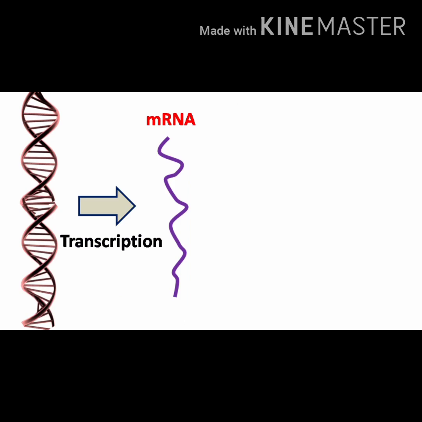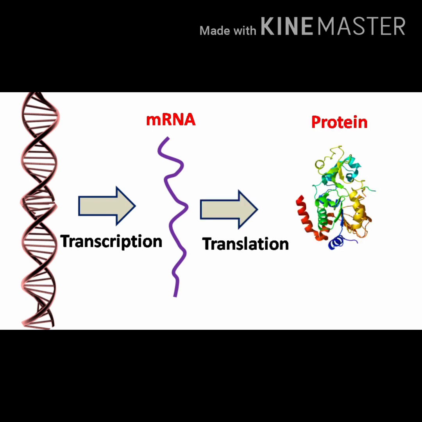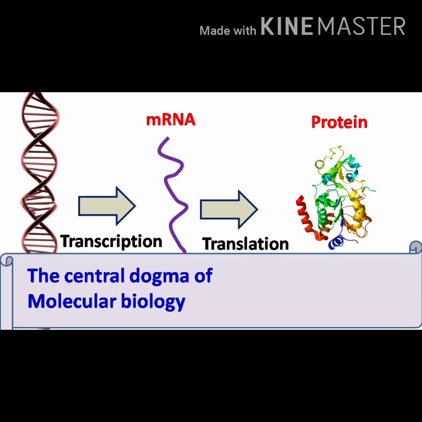And from the DNA, mRNA is formed. That process is called transcription. And mRNA will code for protein. That process is called translation. And this universal flow of information from DNA to mRNA and from mRNA to protein is called the central dogma in molecular biology. The central dogma was proposed by Francis Crick.